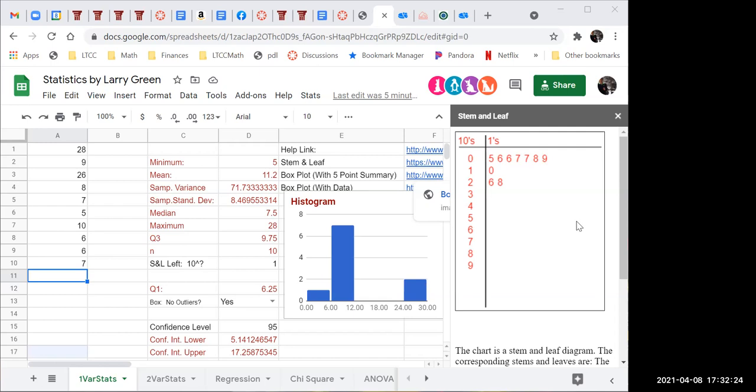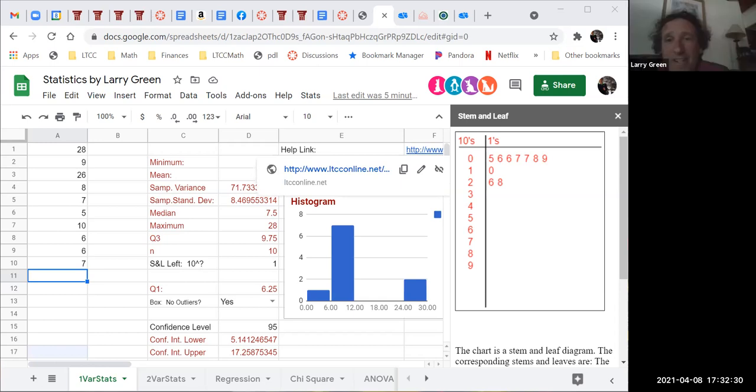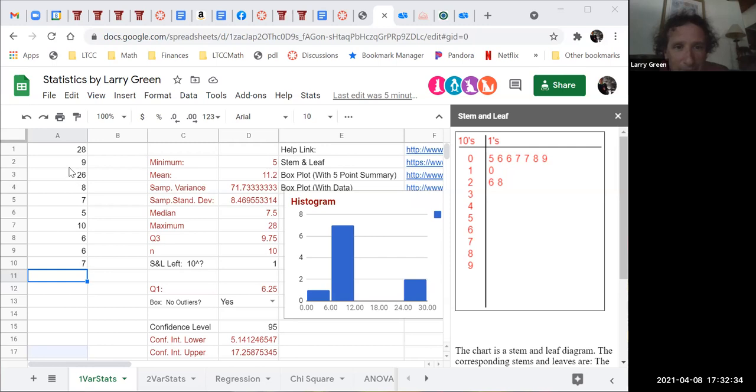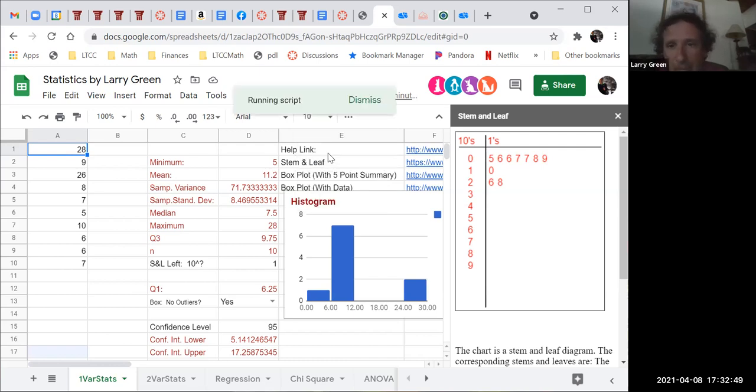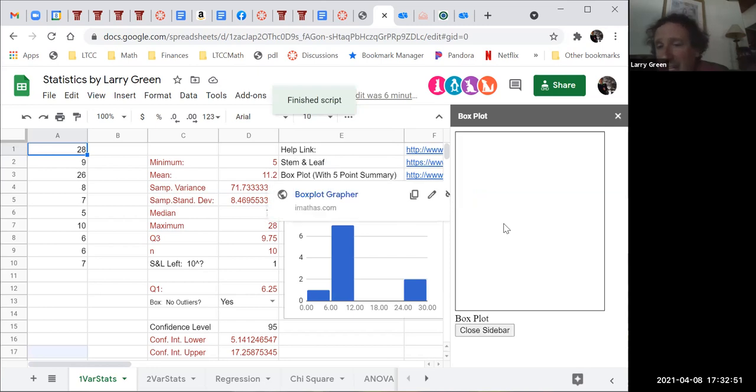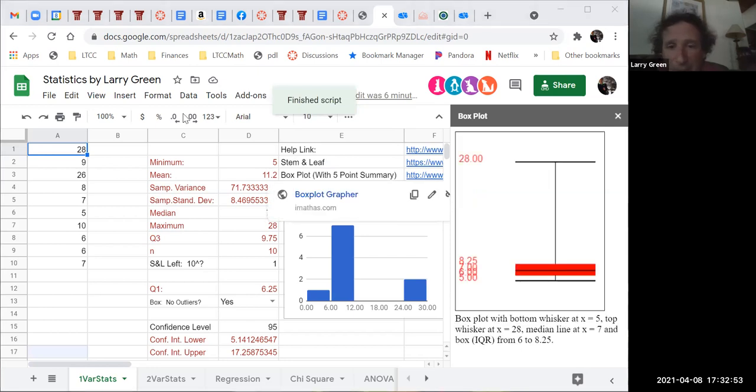Wait, so can you do a stem and leaf plot with 3-digit numbers, or is it only possible with 2? So let me show you how I did it and how I programmed it. That's a good question. I'm going to change, let me do the last chart and then I'll talk about it. Sound good? I don't have to change the numbers yet. So if I go to box plot, it's going to give me a picture of the 5-point summary.